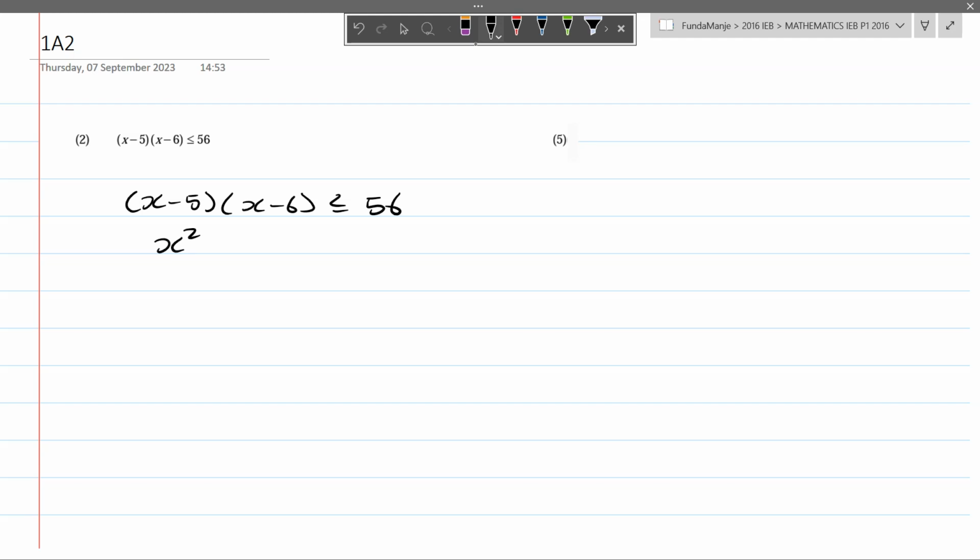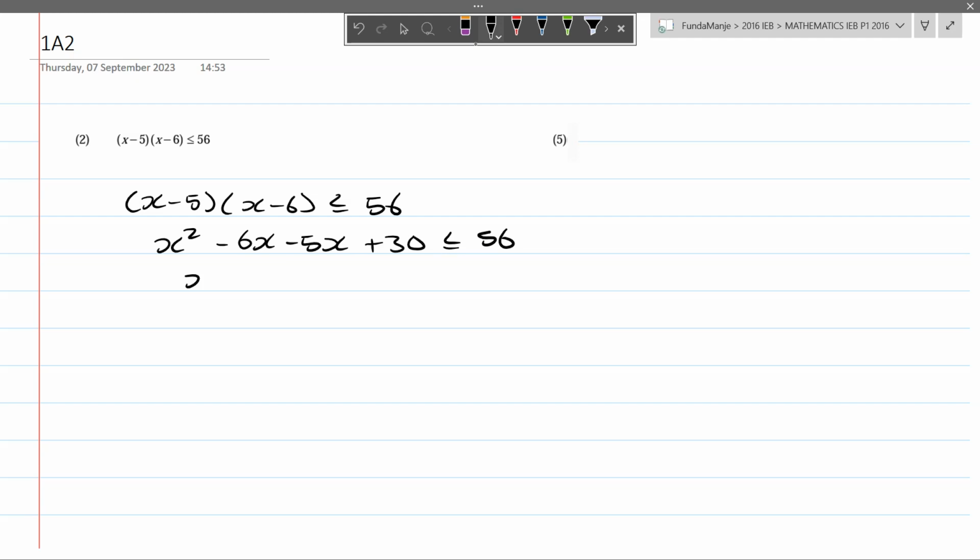So x multiplied by x, you get x squared. x multiplied by minus 6, you get minus 6x. Then from these two, we get minus 5x. And then from minus 5 and minus 6, we get positive 30. And this again should be less than or equal to 56.